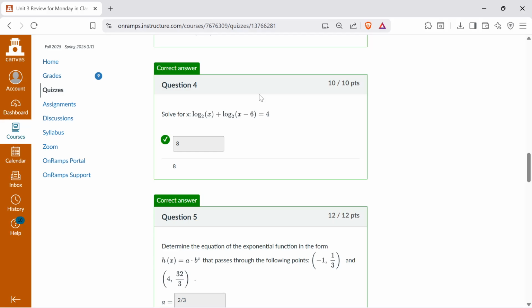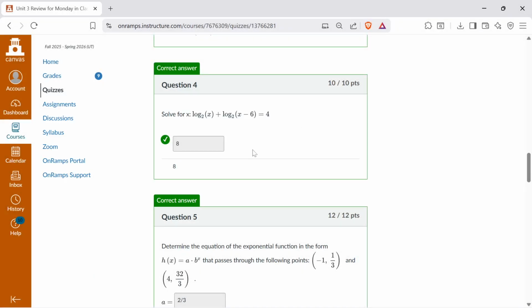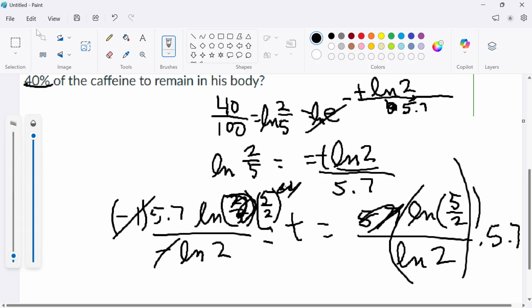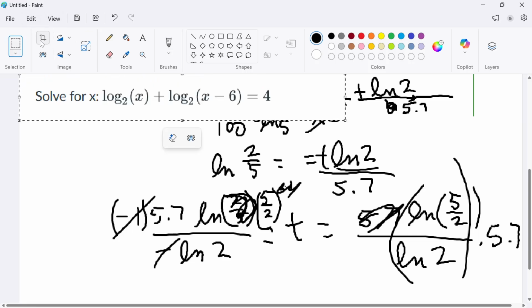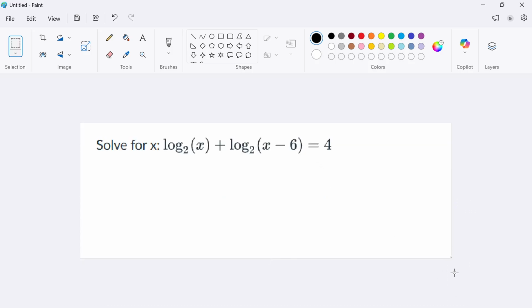Question 4, solve for x. Well, let's see. And the answers are in here. This student got, well, we're going to see the student actually got a higher score than was calculated because there's a problem, and we'll get to that problem later.